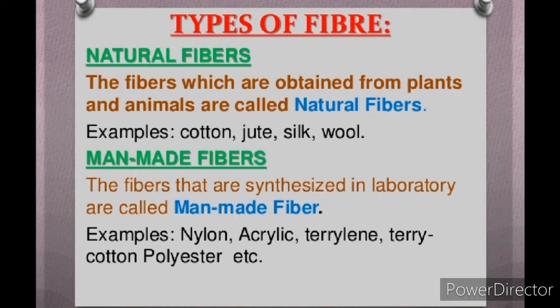Next is man-made fibers. The fibers that are synthesized in a laboratory are called man-made fibers. That is, they are produced chemically. Okay, so man-made fibers are those which are produced chemically. Examples are nylon, acrylic, terylene, terracotton, polyester, etc.